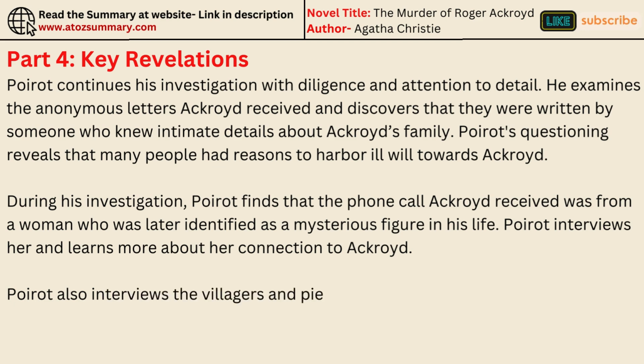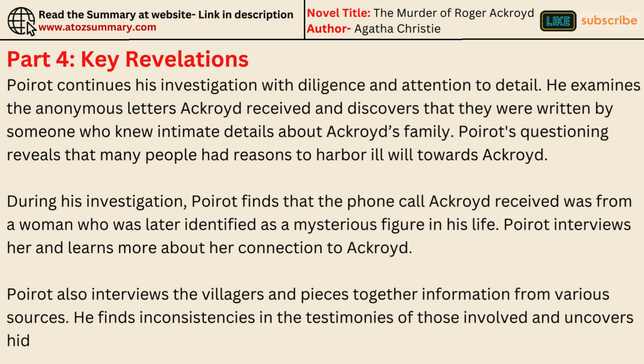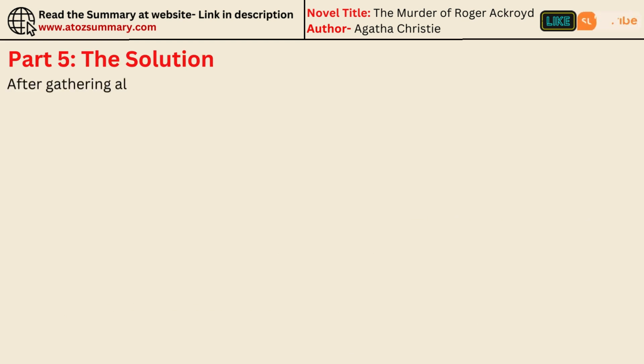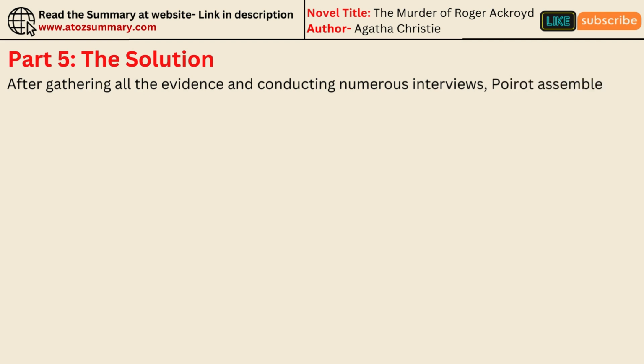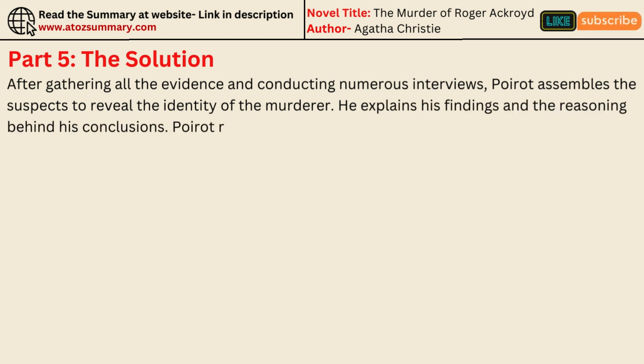Poirot also interviews the villagers and pieces together information from various sources. He finds inconsistencies in the testimonies of those involved and uncovers hidden connections that were not immediately obvious. After gathering all the evidence and conducting numerous interviews, Poirot assembles the suspects to reveal the identity of the murderer. He explains his findings and the reasoning behind his conclusions.